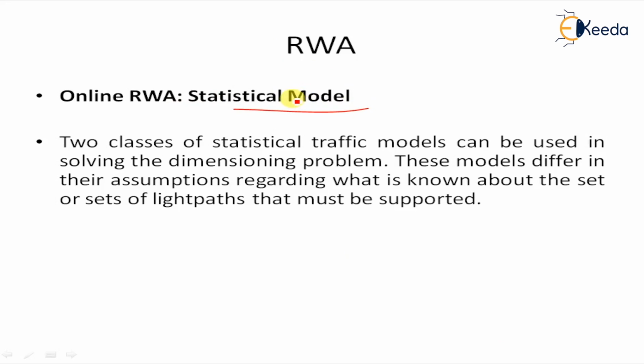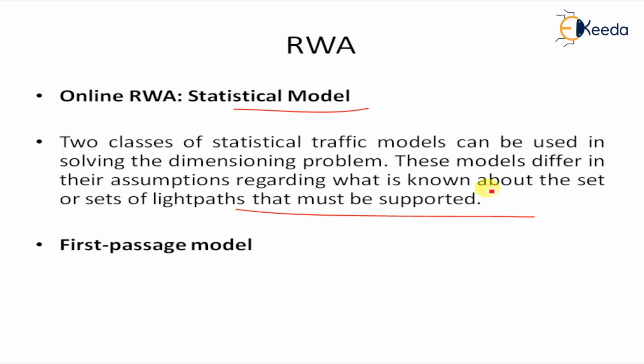So the next point is online RWA statistical models. In this case, there are basically two kinds of statistical traffic models that can be used to solve the dimensioning problem, or this kind of problem related to RWA. These models differ in their assumptions regarding what is known about the set of light paths that can be supported.